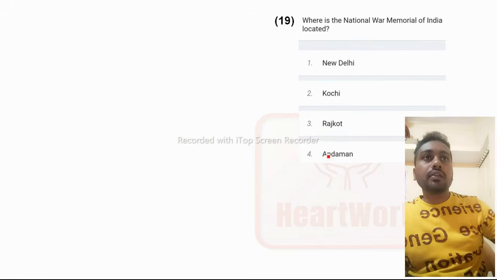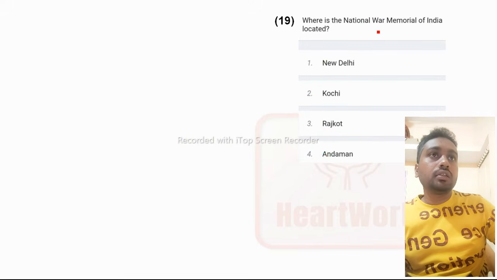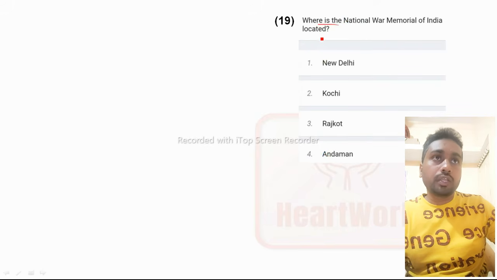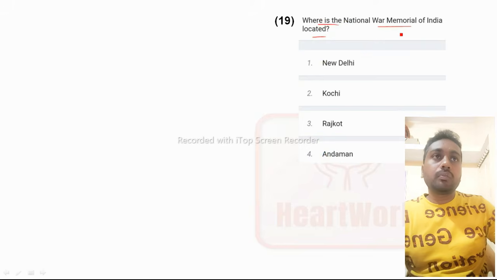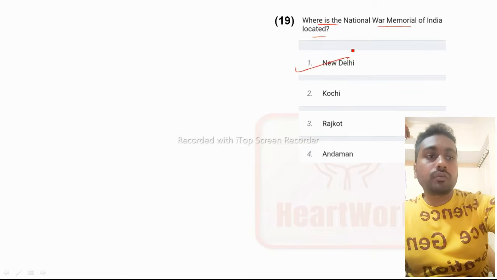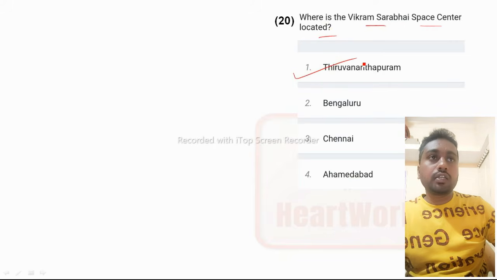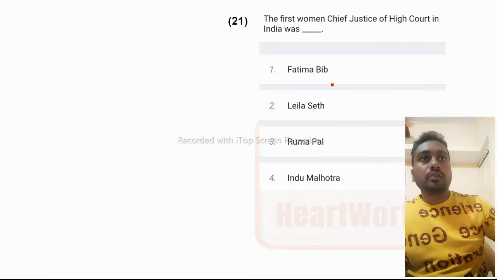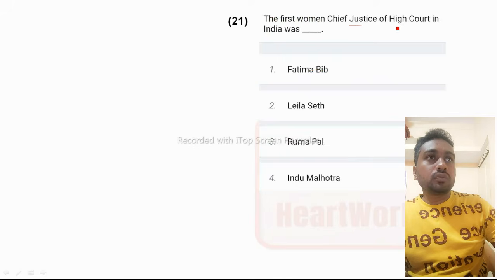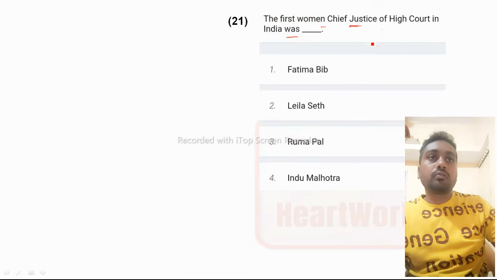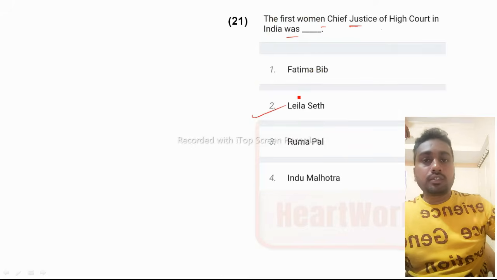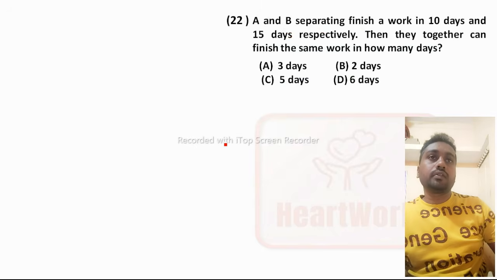Okay, next. Where is the National War Memorial of India located? The National War Memorial of India is located in New Delhi. Option A. Where is the Vikram Sarabhai Space Center located? It is located in Trivandrum. The first woman Chief Justice of a High Court in India was Leela Seth. Option B is the right answer.